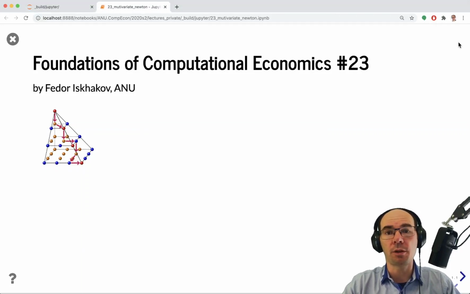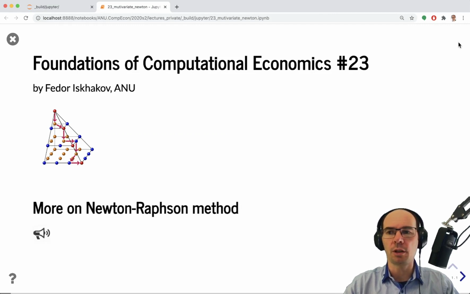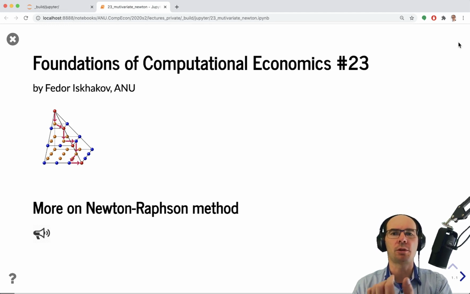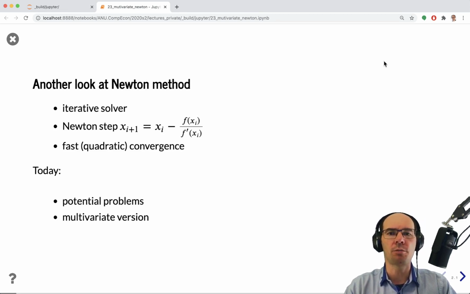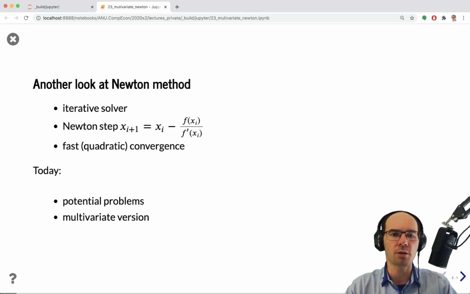In video 23 on the Foundations of Computational Economics course, we take another look at the Newton-Raphson method, and in particular we'll look at the cases where Newton struggles and also have a multidimensional application, which is all very useful. So just to remind you, the Newton method is an iterative solver for equations.